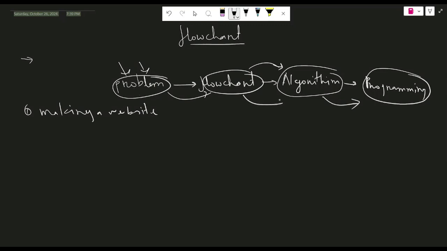First of all, our problem is that we have to make a website. Second thing, the flowchart and algorithm are interchangeable. We can make an algorithm first, then make a flowchart, or make a flowchart first and then an algorithm. For the solution, we will need an algorithm or a flowchart, a roadmap: what we will do, what we will use, the design, the theme, the text format, the pictures and all these things. Then at the very end, we will go for the programming.